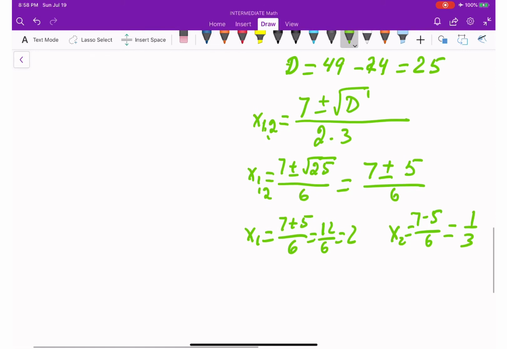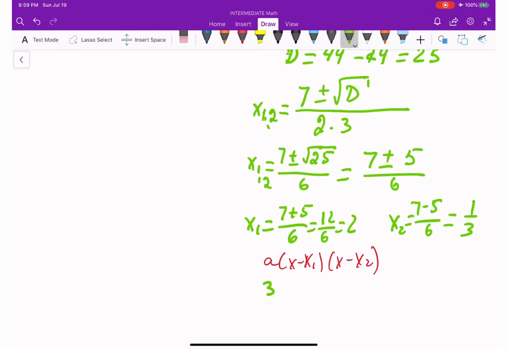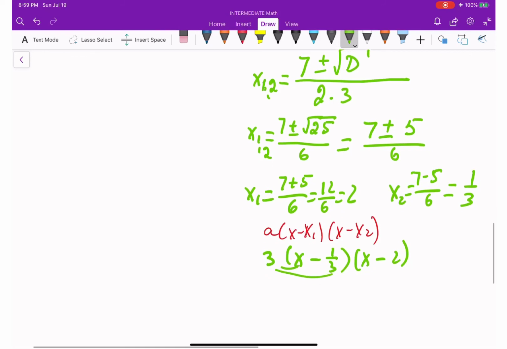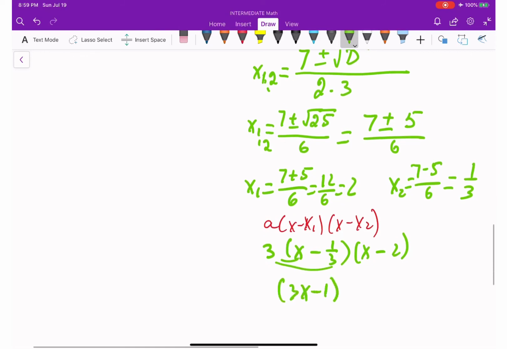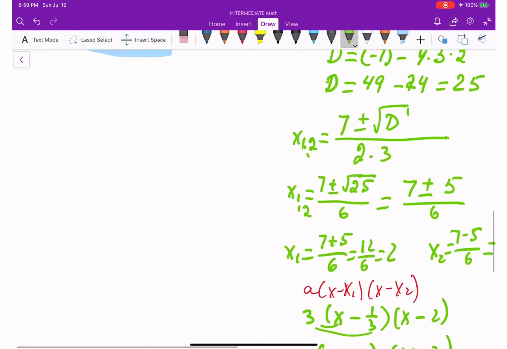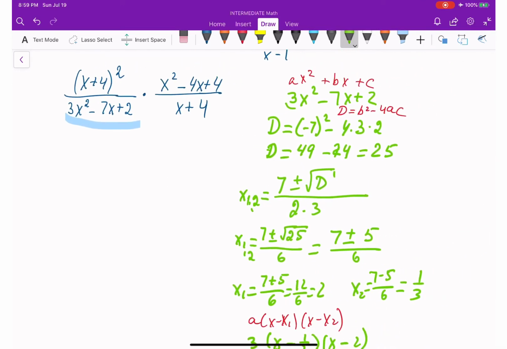So let's see. We are applying the formula a times (x minus x1)(x minus x2). Our a is 3, so 3 times (x minus 1/3)(x minus 2). Distributing the 3, I'm getting (3x minus 1)(x minus 2). Okay, I have it. Moving back to our expression, it's going to be (x plus 4) squared.